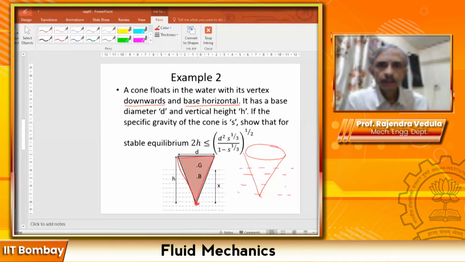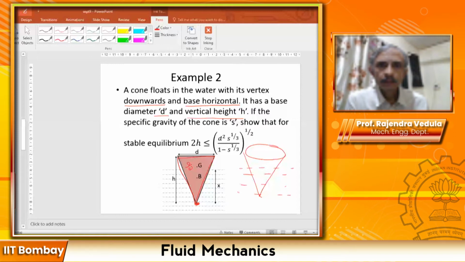The base diameter is d, the vertical height is h. And the specific gravity of the cone is given as s. Show that something for stable equilibrium. So is the question clear? Okay, the question is clear, so now let us go ahead and try to get the solution.